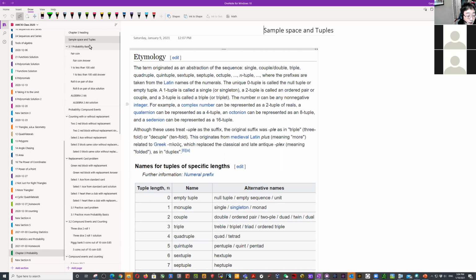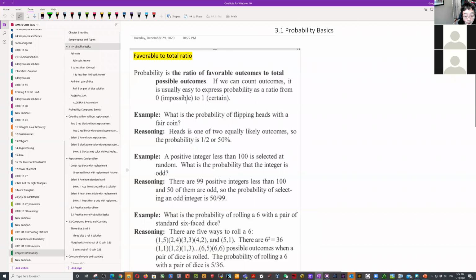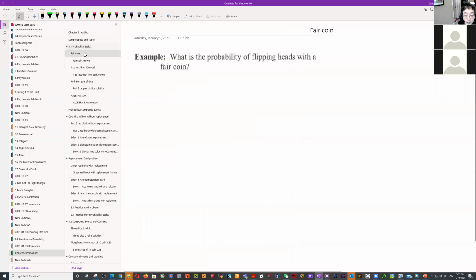The first thing when you're doing a probability problem is to understand the sample space. Let's start from the basic problem of fair coin flipping. What is the probability of flipping heads with a fair coin? Everyone will know it's 1/2. But why is it 1/2?